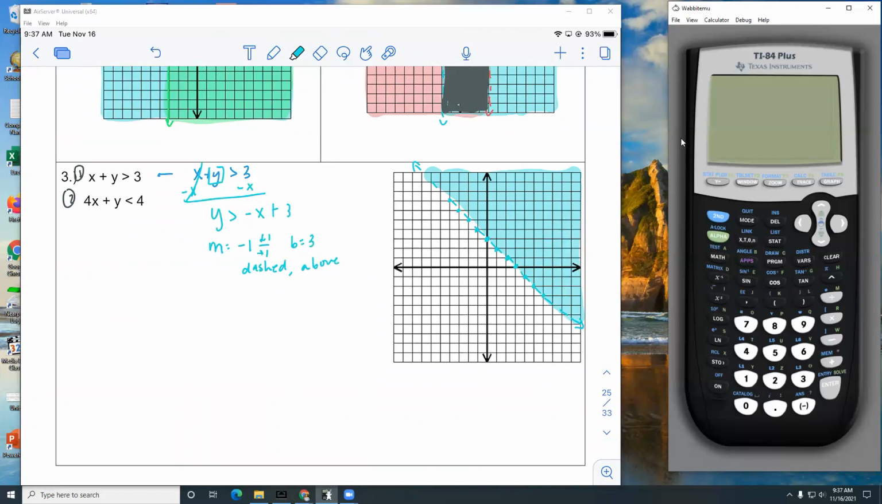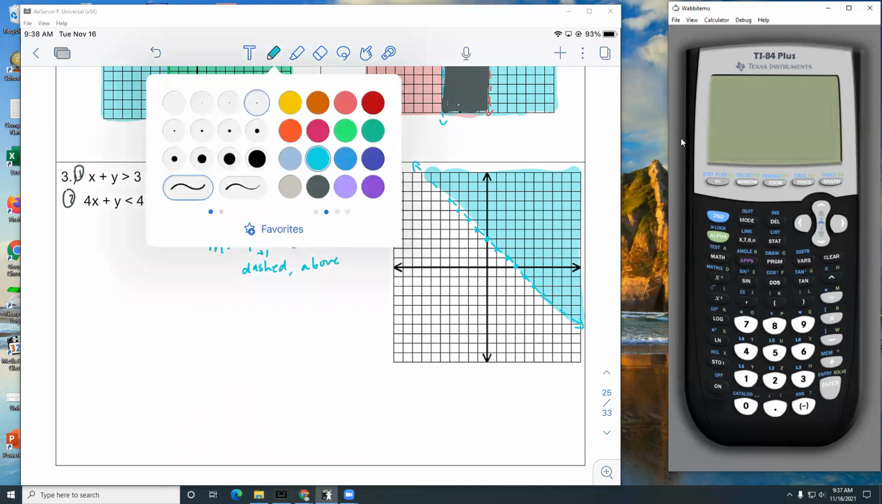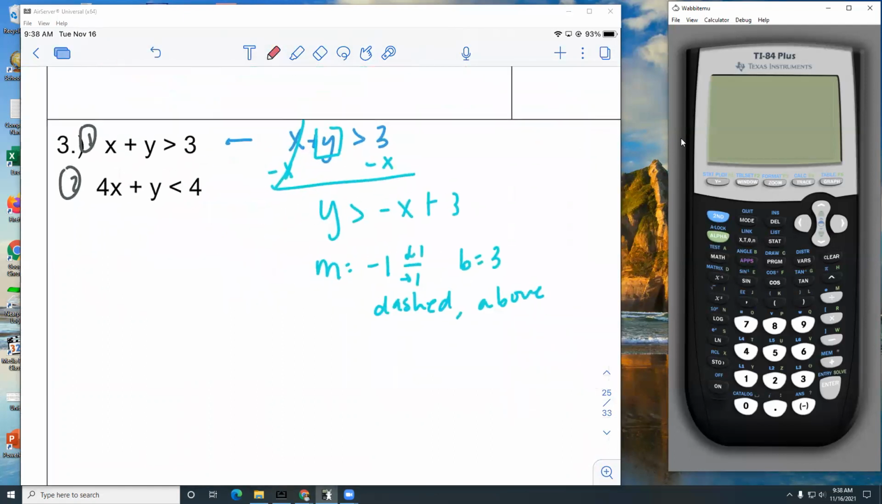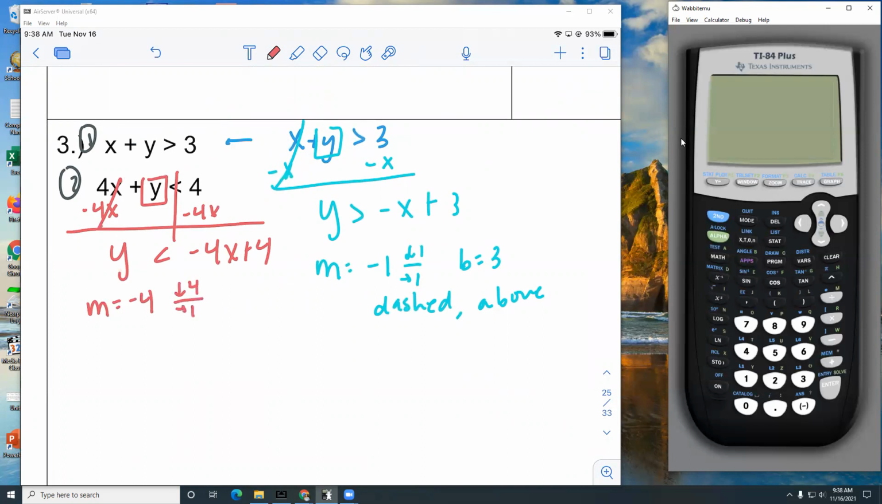All right. Do the same thing for number 2. For number 2, I'm going to box y. Again, this makes life pretty easy because all I've got to do is subtract 4x from both sides. So I get y is less than negative 4x plus 4. So in this case, my slope is -4. So I'm going to go down 4, right 1 every time. My y-intercept is at 4. Looking at my inequality sign, it's less than, so it'll be dashed, and I shade below.